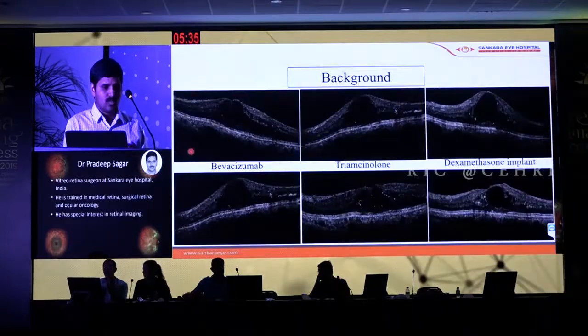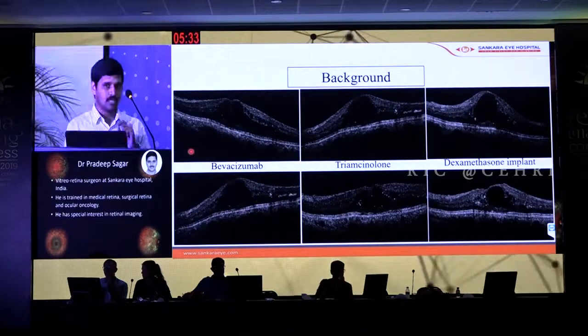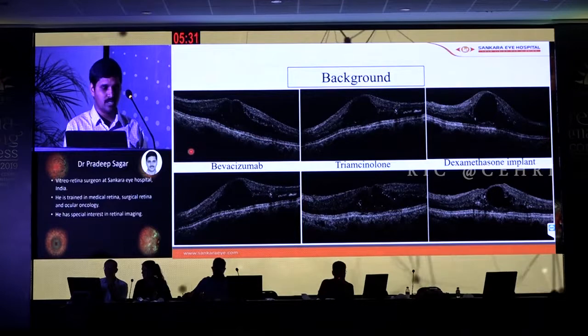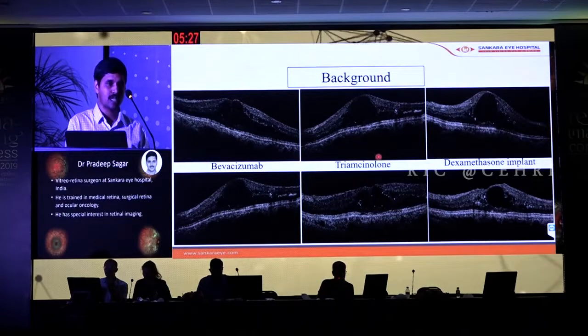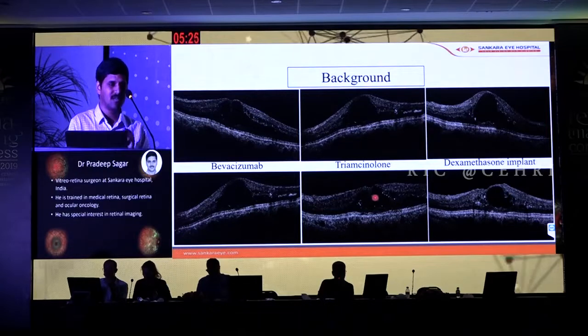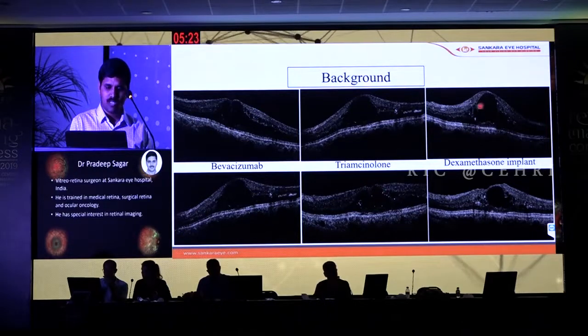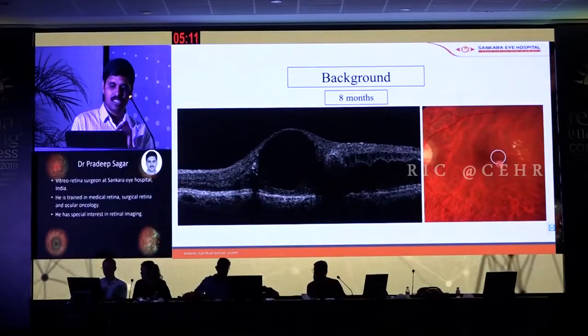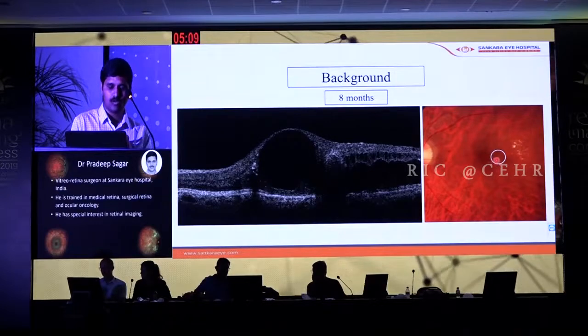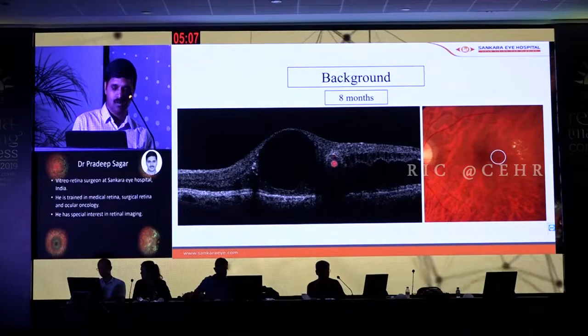As usual, we started the patient with an intravitreal anti-VEGF agent. It was bevacizumab initially, with poor response. Then we switched over to triamcinolone, again with a minimally slight response, and again we switched over to dexamethasone implant with a poor response. At the end of 8 months, we could see that the cyst persisted, and there was a hemorrhage just adjacent to the fovea, which is marked over here, and we could see a shadow over here.